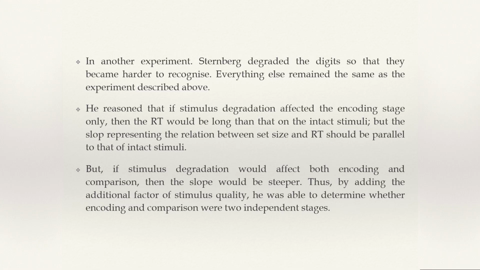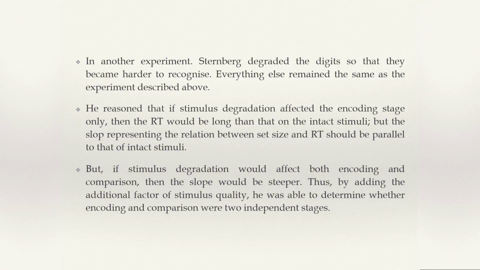All right. So, say for example, it was taking 38 milliseconds with every extra digit, it will probably now take 40 or 45 or 50 milliseconds in addition for comparison as well. Okay. So, if stimulus degradation would affect both encoding and comparison, then the slope would also be slightly steeper. It will take more time. Thus, by adding an additional factor of stimulus quality, he was able to determine whether encoding and comparison were two independent stages or they competed with each other or interacted with each other.